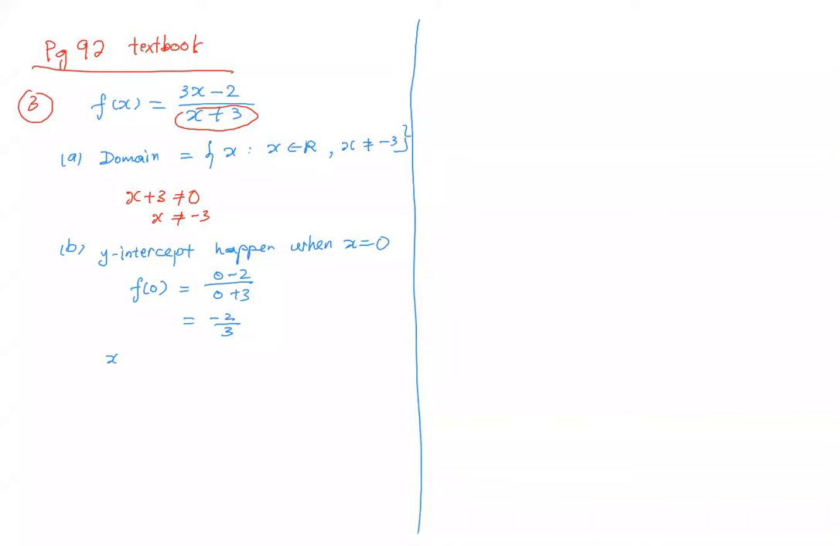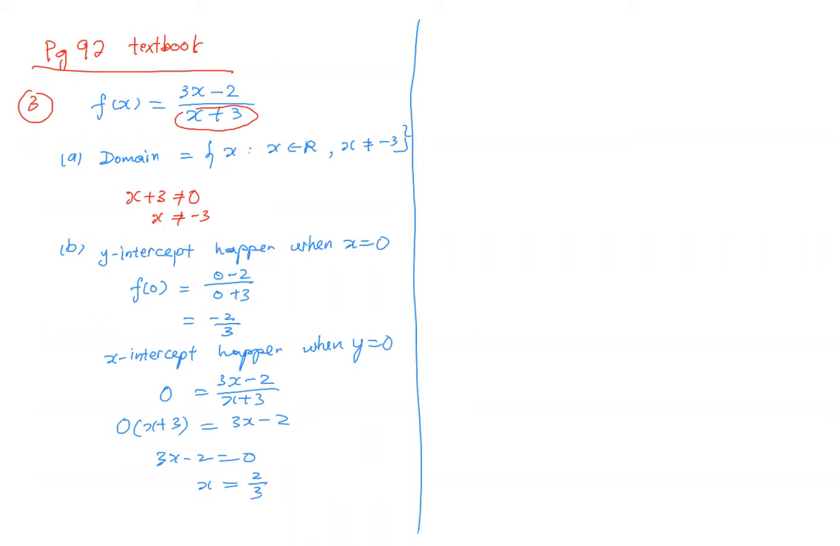X intercept happens when y equals 0. So you put y equal to 0 and solve for x. 0 times anything is 0. So 3x minus 2 equals 0, so x equals 2/3. So this is called the x intercept. Please don't simply write the point. For the x-intercept, they want the x coordinate of the point that lies on the curve and lies on the x-axis.